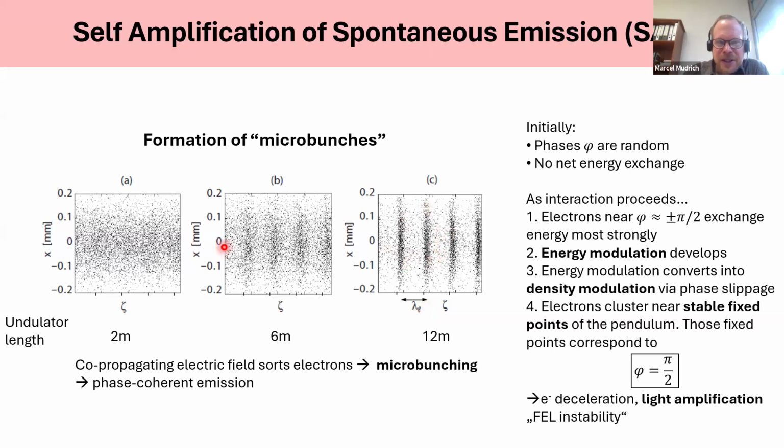This process of microbunching and amplifying the radiation is also called the free electron laser instability. It's an instability of the phase space distribution that spontaneously occurs due to the positive feedback coupling of the undulator radiation emitted by the electrons themselves and then coupling back to the electron distribution. Initially, the phases phi of the emitted light are random because it starts out of shot noise. These electrons are completely randomly distributed.